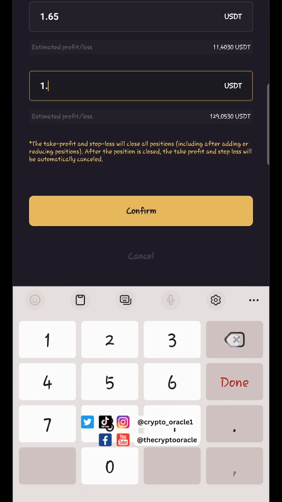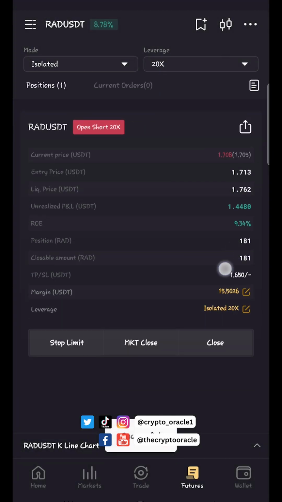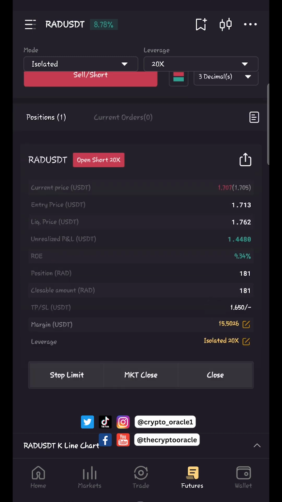So I'll just remove this stop loss and I'll click on confirm. So I'll be setting my TP and I'll click on confirm. So successful. That means I have set TP. So now I can rest. As you can see, the trade we entered a few minutes ago, I'm in $1.4 profit already, right?